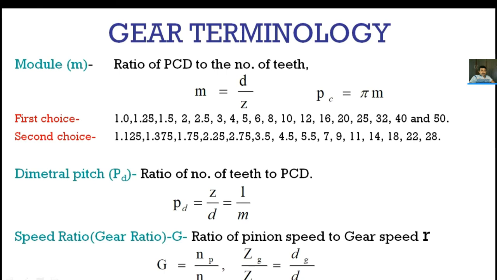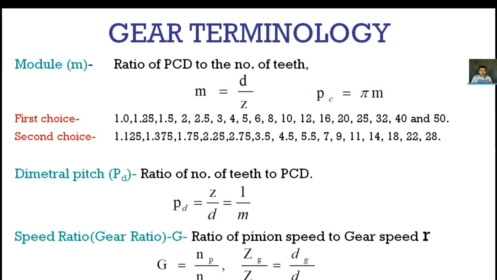Speed ratio is equal to the speed of the gear divided by the speed of the pinion, or the speed of the pinion divided by the speed of the gear. This is also known as the gear ratio. Then you can easily express it in terms of the peripheral velocity, since the peripheral velocities of both gears are equal. Peripheral velocity V is equal to pi D N by 60.